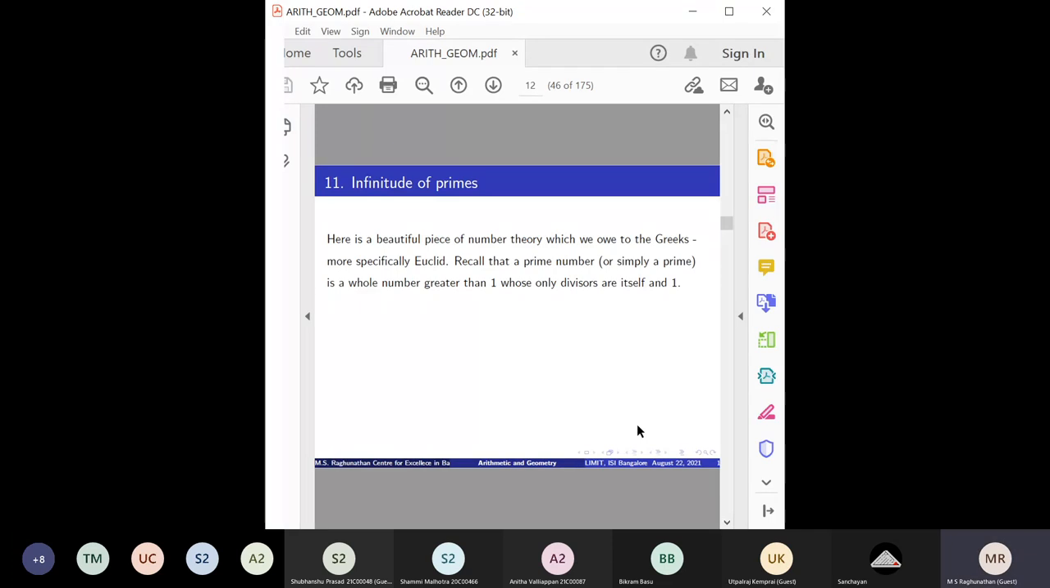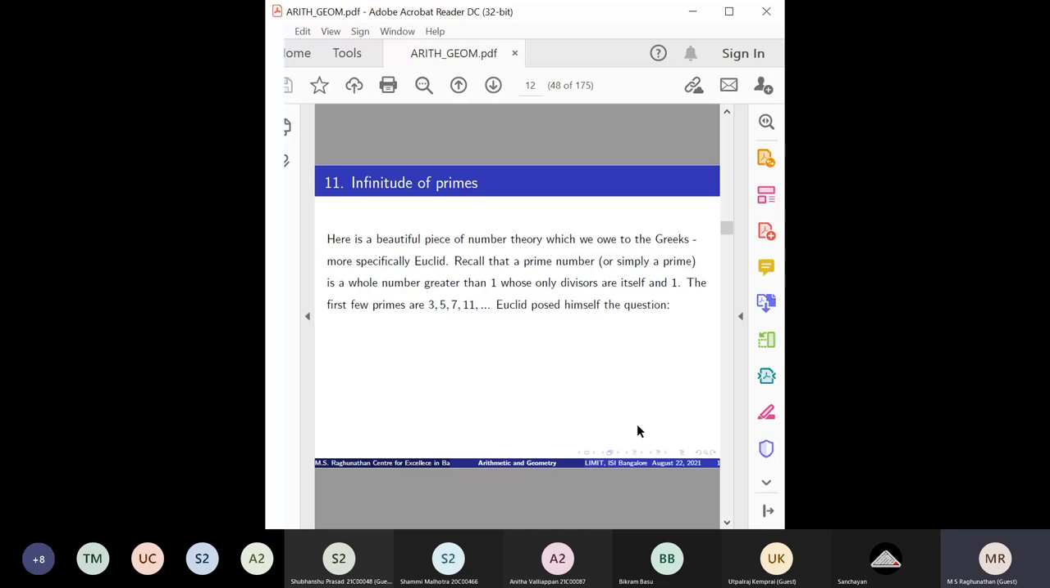We call a prime number, or simply a prime, a whole number greater than one whose only divisors are itself and one. No other whole number divides it other than one and itself. That's what a prime is. The first few primes are 2, sorry, I forgot 2 there, 2, 3, 5, 7, 11, etc.